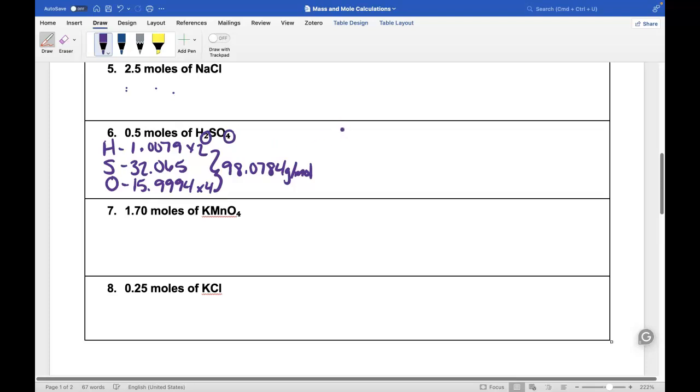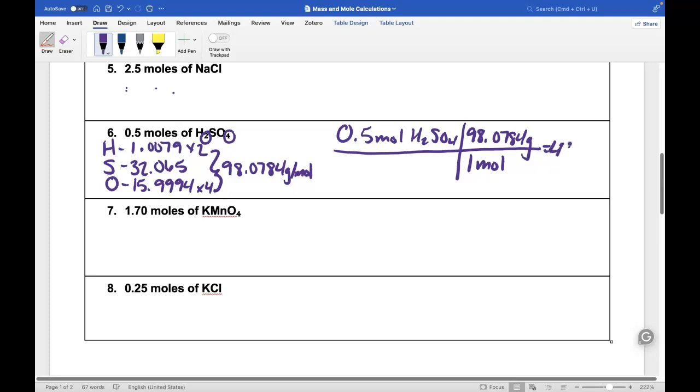Okay, so I have a half a mole, so I'm going to do 0.5 moles of H2SO4, which I think is hydrogen sulfate. Then I'm going to do 1 mole on the bottom because I'm trying to get rid of that label, and I'm going to put the mass of that compound up here, 98.0784 grams. Then I'm just going to multiply, and I get 49.04 grams of H2SO4.